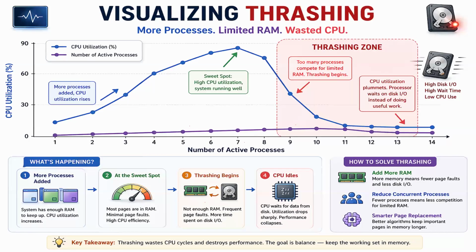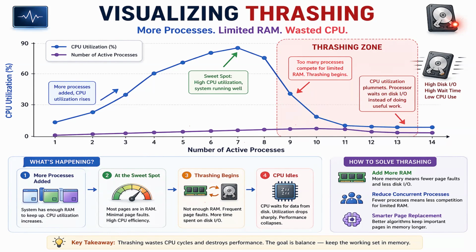How can we fix it? Practical solutions are: increase the RAM. More physical memory reduces the need for constant swapping. Or reduce the number of concurrent processes. Fewer processes means less competition for memory. Or third practical solution is to use a smarter page replacement algorithm. Better decisions reduce unnecessary page faults.